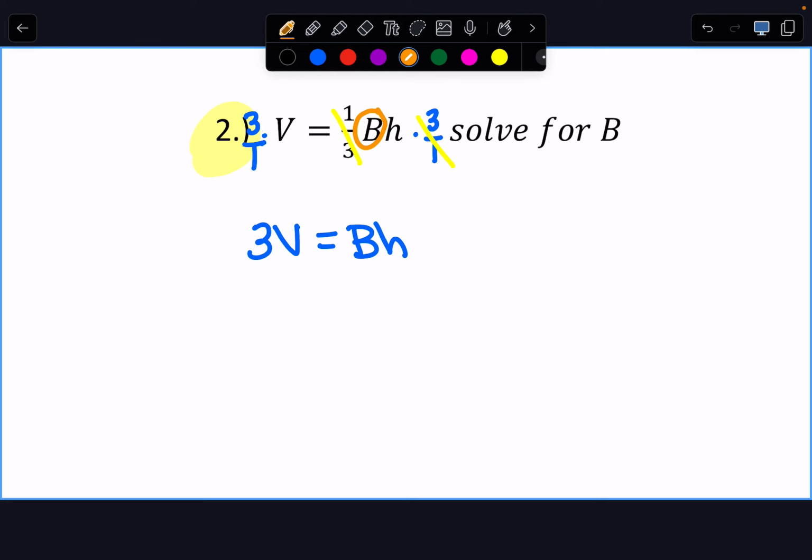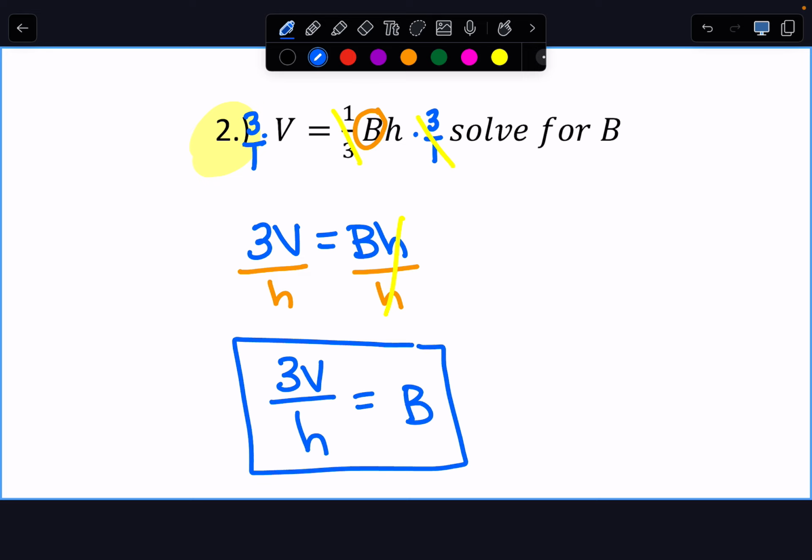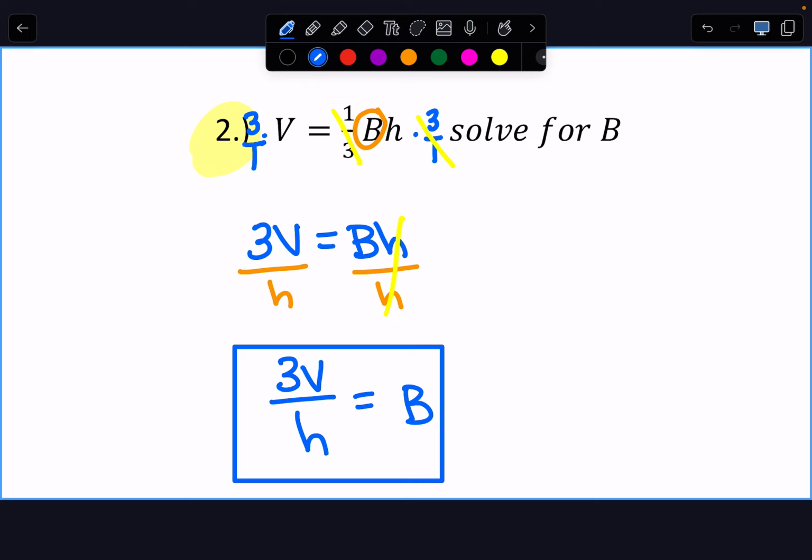David, what'd you do next? Okay, divided by h, because h and B were being multiplied. So you have 3V divided by h equals big B. Yeah, good. Does anybody know what formula this is for? Volume. V for volume. Volume of a pyramid.